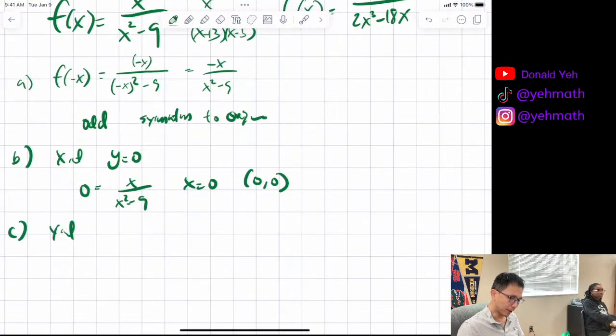C, the y-intercept is (0, 0), because I'm going to plug in f of 0. That's going to be 0 over 0 squared minus 9. That's still (0, 0). They both are the same.